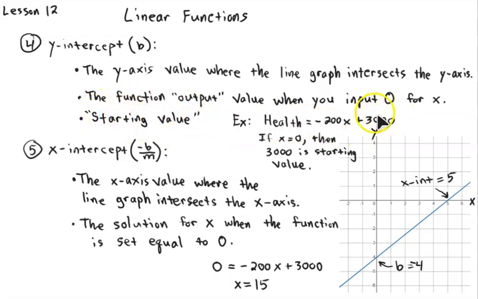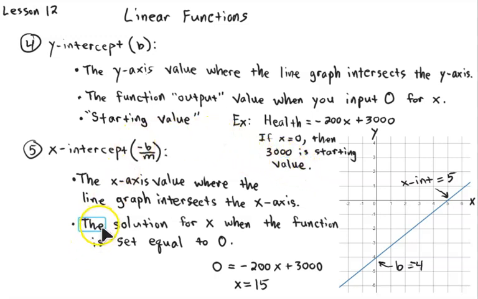So you started with 3,000 health, and you're losing 200 health every second in the fight. But if x was 0, if you plug the 0 in for x, 0 times negative 200 is 0, plus 3,000 is 3,000. So 3,000 is the starting value.